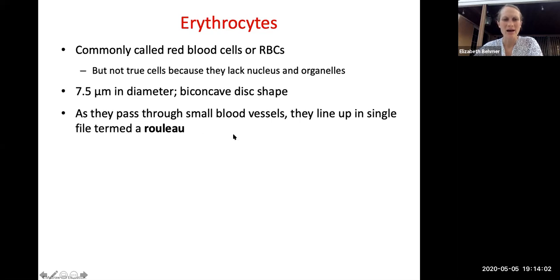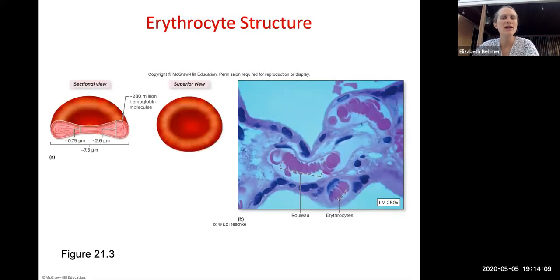Sorry, guys. As they pass through small blood vessels, they line up in a single file line termed a rouleau. So this is what a red blood cell, erythrocyte, looks like. It has this biconcave structure, so like a donut, but with the middle still intact. And no nucleus, no organelles. The only thing they carry are hemoglobin molecules, and each red blood cell carries about 250 to 280 million hemoglobin molecules. And a hemoglobin is a protein that carries oxygen. And there's a picture from the first slide.